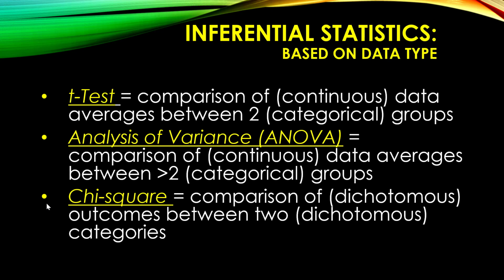We then have a chi-square test. This is comparing dichotomous outcomes between two groups. And so if we're looking at, let's say, Mediterranean and zone diet, but our outcome isn't the amount of weight they lost, the number of pounds. Let's say the outcome was, did you lose weight, yes or no? Now we could do a chi-square because it's a dichotomous outcome that we're looking at.